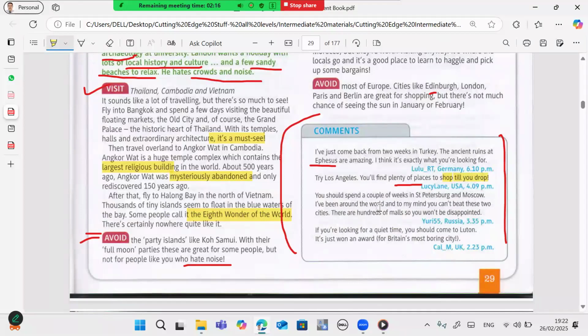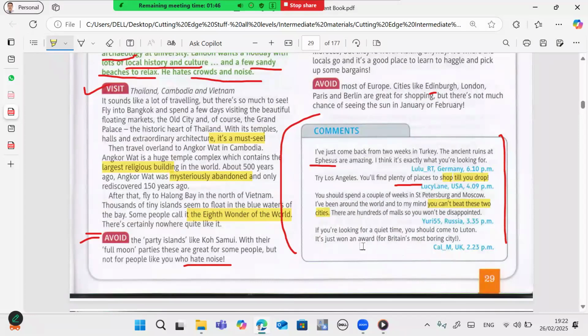طيب واحد تاني قال له إيه؟ You should spend a couple of weeks in St. Petersburg and Moscow. You've been around the world and, to my mind, you can't beat these two cities. برضو مصطلح جديد. You can't beat these two cities, يعني ما فيش أجمل من كده. There are hundreds of malls so you won't be disappointed.